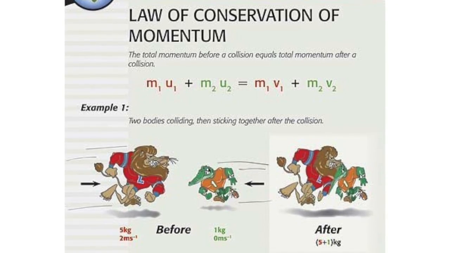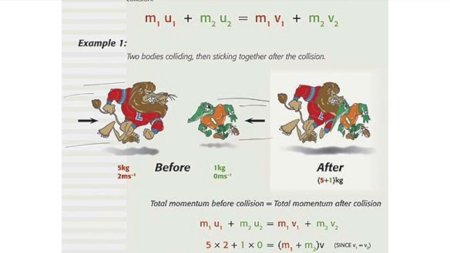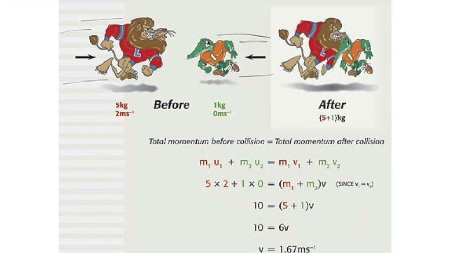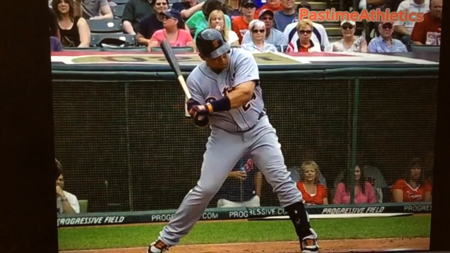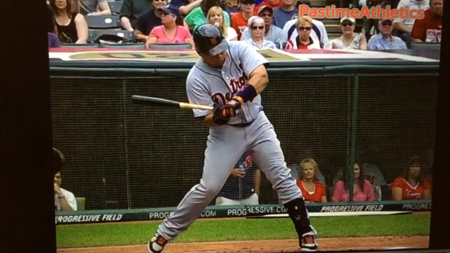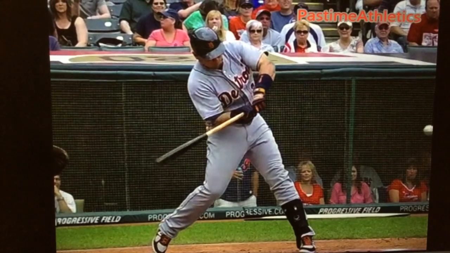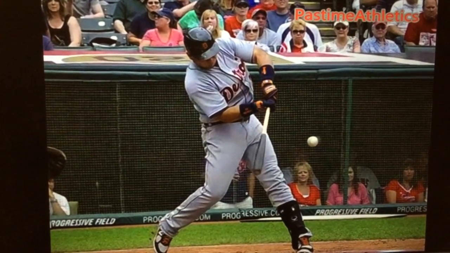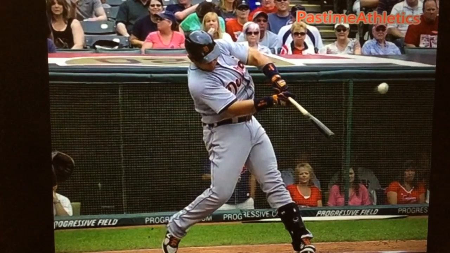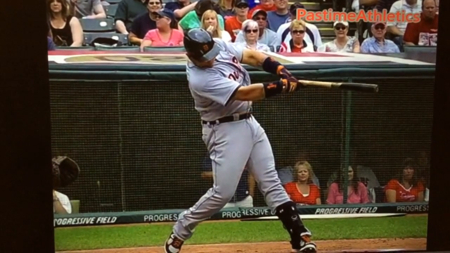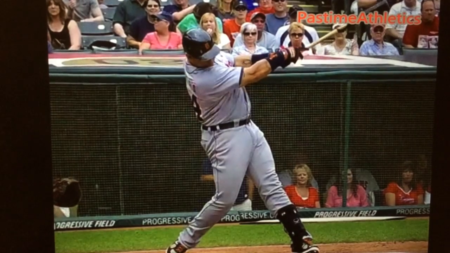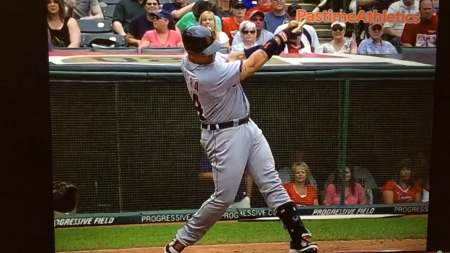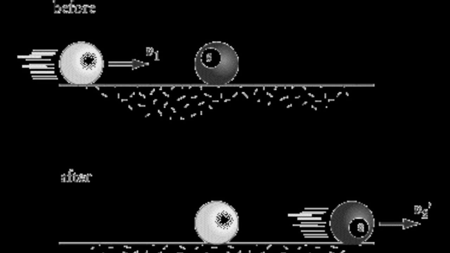One concept that is important in batting is the conservation of momentum, that states total momentum before collision equals total momentum after the collision. In this video, we see Miguel Cabrera swinging his bat to hit a ball. Because the momentum is conserved during this collision, the mass times velocity of the bat plus the negative velocity times mass of the baseball equals the mass times velocity of the bat plus the positive velocity times mass of the baseball after the collision.